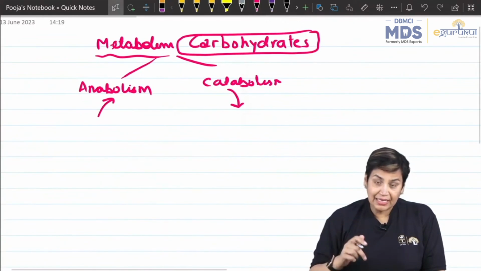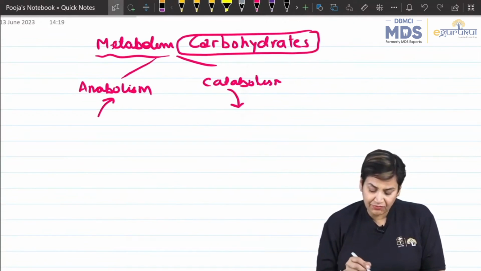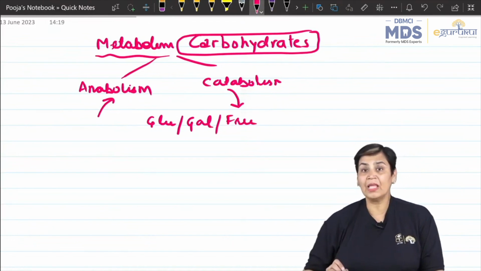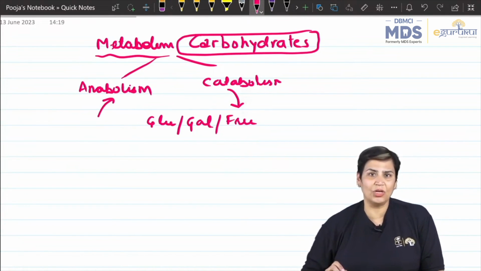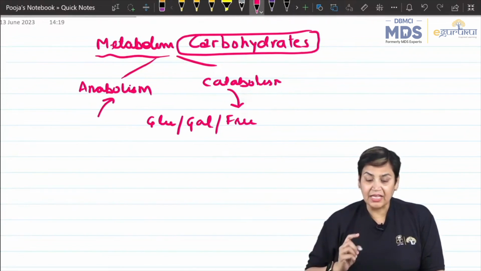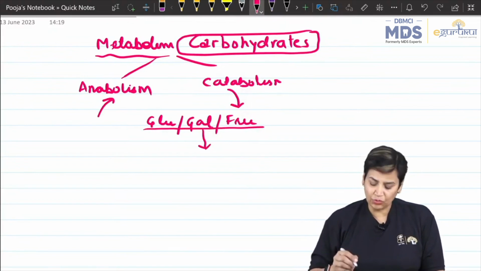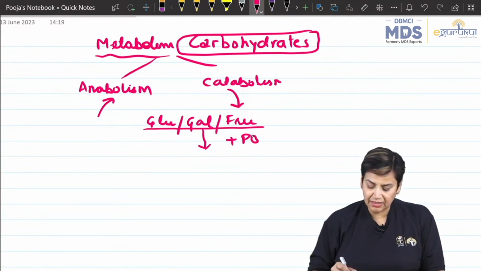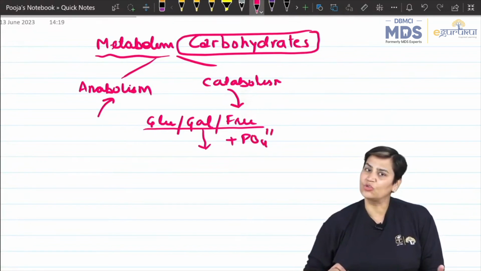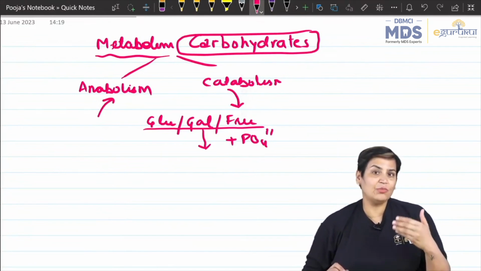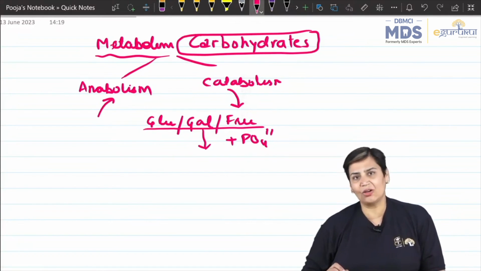Now see, again, the most important thing here is, if we talk about carbs, the principally important monosaccharides are glucose, galactose and fructose. Since they are highly soluble in water, the first thing which occurs is phosphorylation of these. Phosphorylation means we attach a phosphate to them. Obviously, if they carry a charge, they cannot move backward, because if they move backward, they will disturb the entire osmolality.